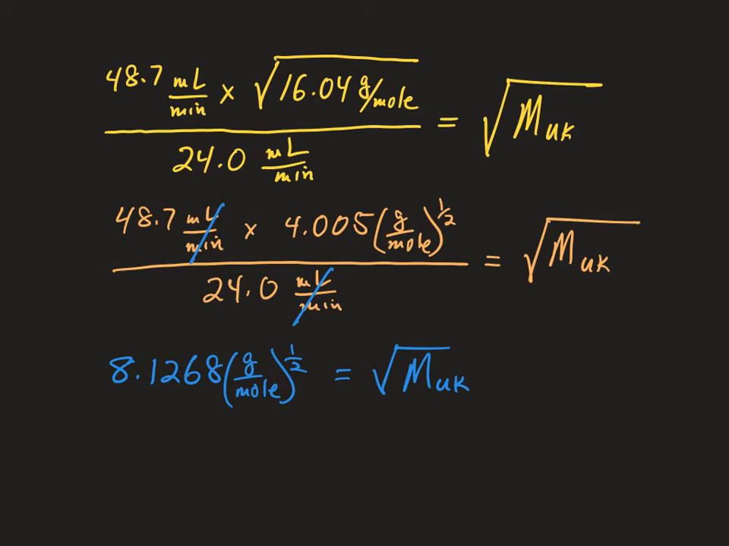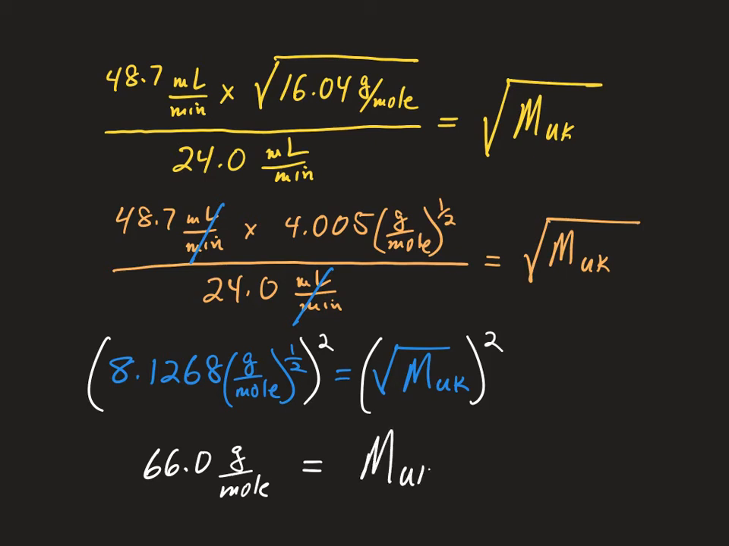Now, since this is a square root, one of the things that we can do then is to get rid of the square root, we square the whole thing. So if you square this 8.1268, what you get is that 66.0 grams per mole is the molar mass of the unknown. And so that is the molar mass of the unknown.